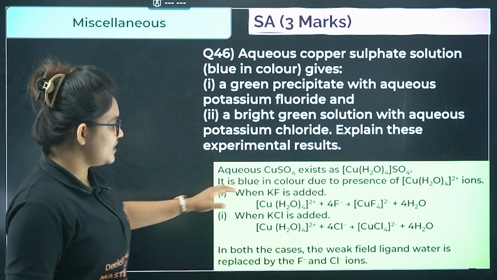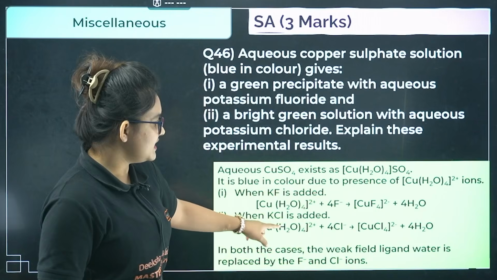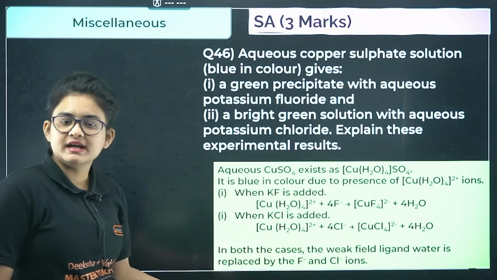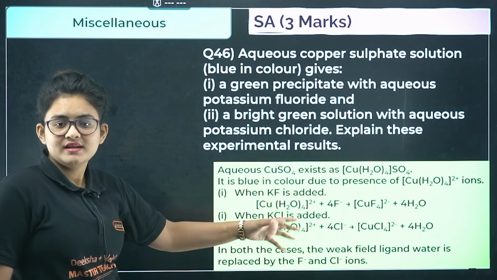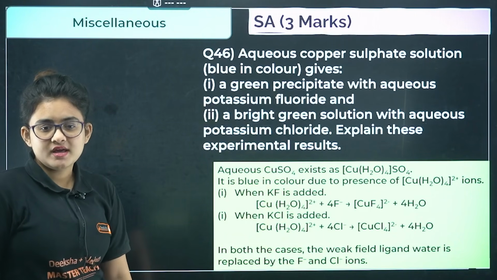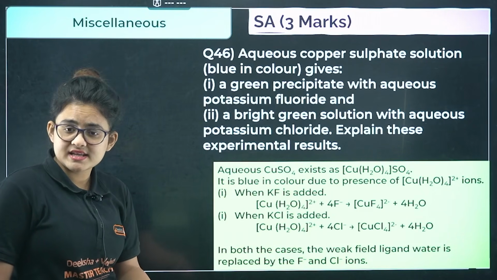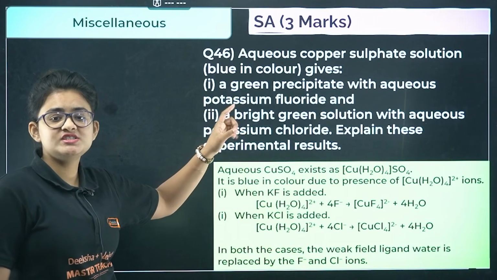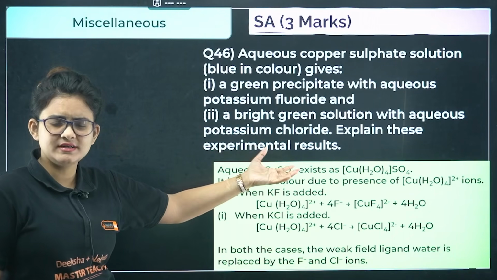Whenever KF is added, it forms [CuF4]2-, and whenever KCl is added, it forms [CuCl4]2-. In both cases the ligand is a weak field ligand. Water is replaced by F and Cl, and that's the reason you get different colors, one green and another bright green. Fluorine has a little more ligand field than Cl. As water is replaced by comparatively weak field ligands, there is a change in color: a green precipitate for the fluorine compound and bright green for the chlorine.